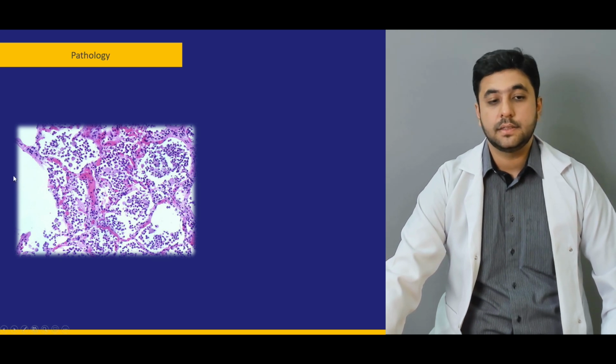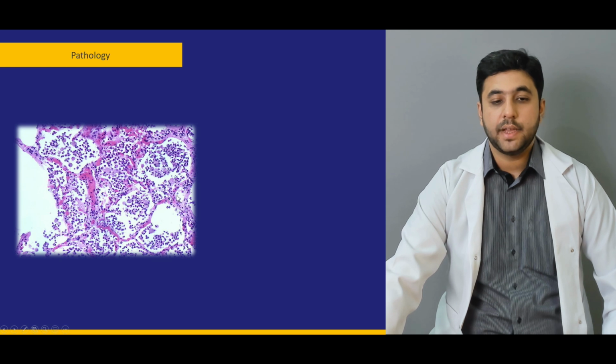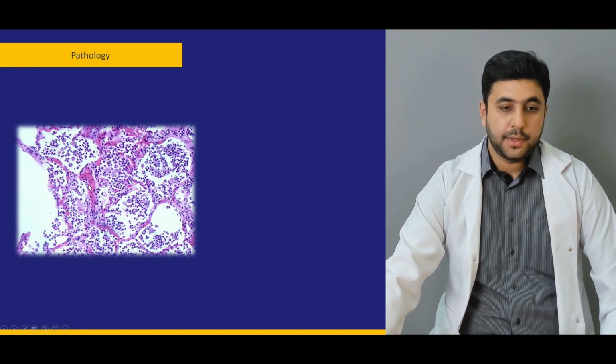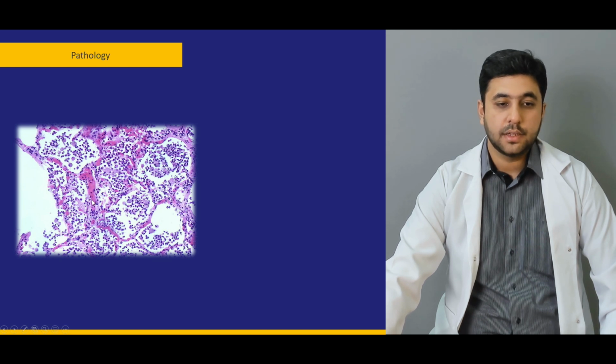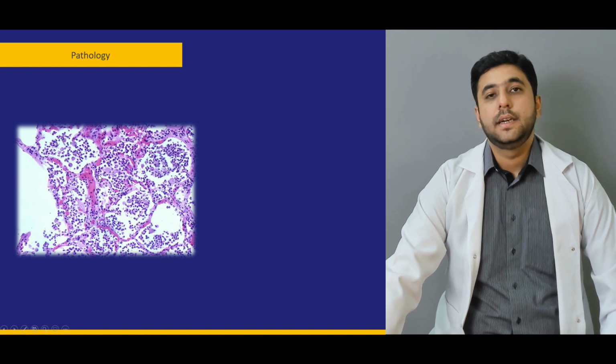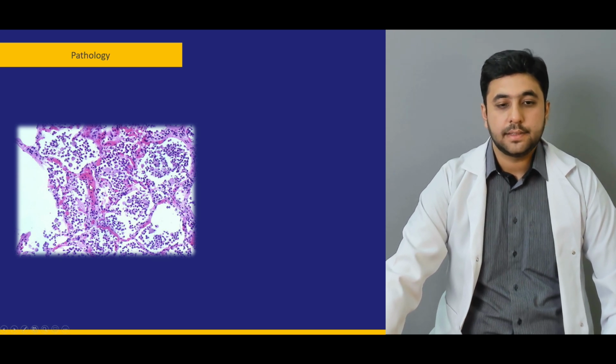And this is classical lobar pneumonia involving all the parts of a single lobe. And you can see there is a bit of collagen deposition as well in the walls of the alveoli. This can lead to thickness of the alveoli, and this can lead to difficulty in gaseous exchange as well.